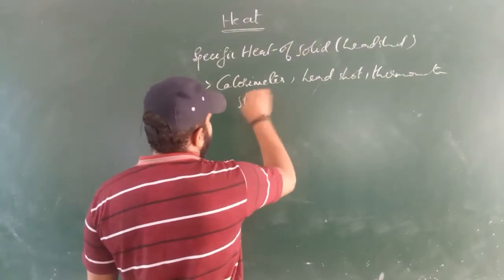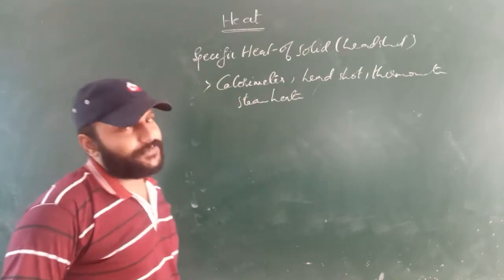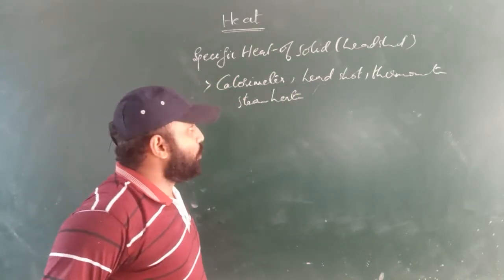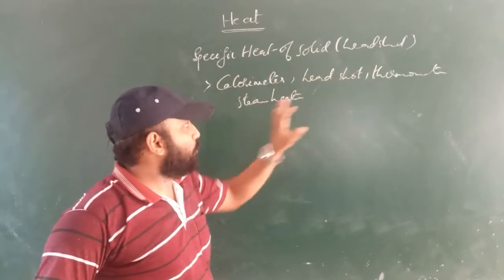Steam heater. Okay, these are the basic things we require to find the specific heat of solid or lead shot: calorimeter, lead shot, which is another piece of lead, thermometer and steam heater.